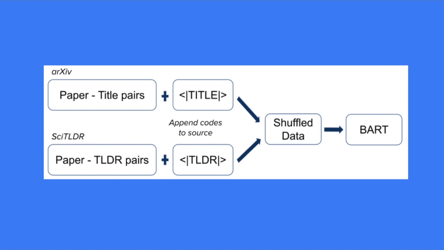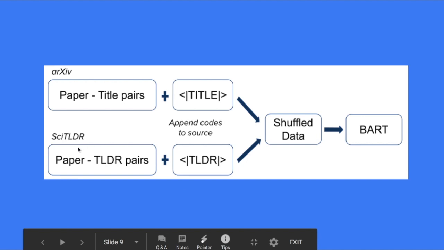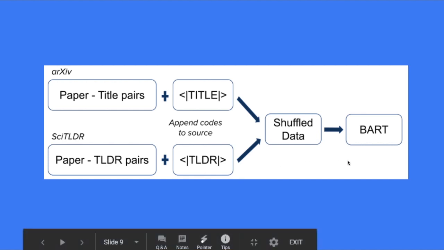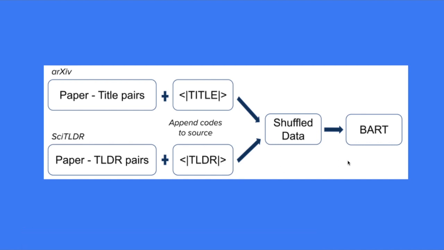This is the proposed method, CAT. They get their TLDR from their dataset, SciTLDR, which has around 5,000. They also get data from arXiv, which is the paper title and the paper itself. When they train the model, they append a generated code at the beginning of the data, so the model knows that if this is title, it is going to generate the title as a summarization. If this is TLDR, the model is going to generate TLDR as a summarization. And when they're doing the training, they shuffle the data, so sometimes the model receives data with TLDR, and sometimes it receives data with the title as the answer.